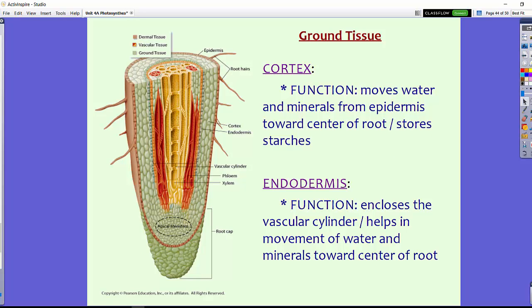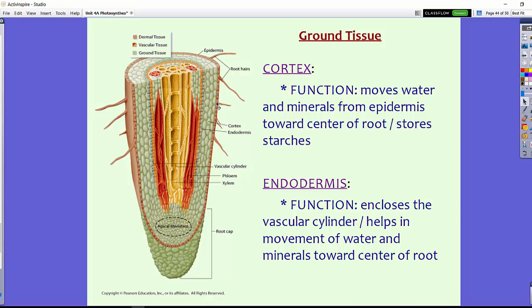Now let's talk about the ground tissue that's found in a root. Now the ground tissue can be found in two places in this root, in the cortex and the endodermis. So let's take a look at the cortex first. So in this picture, the ground tissue is this grayish type of tissue. So it's found on the inside. Now the cortex, if you see from this picture, is located directly next to the epidermis, all the way around here. Now the function of the cortex is to move water and minerals from the epidermis towards the center of the root.